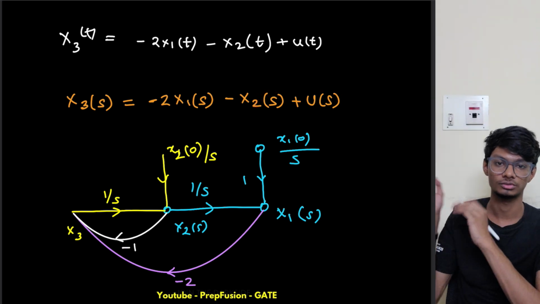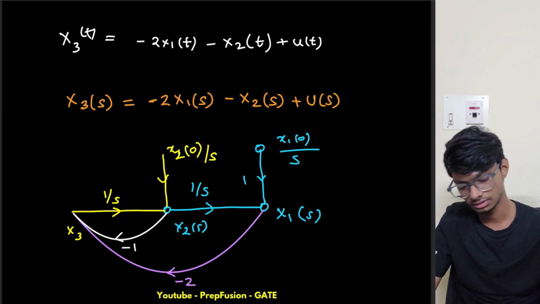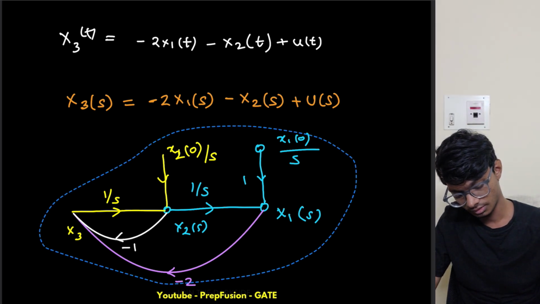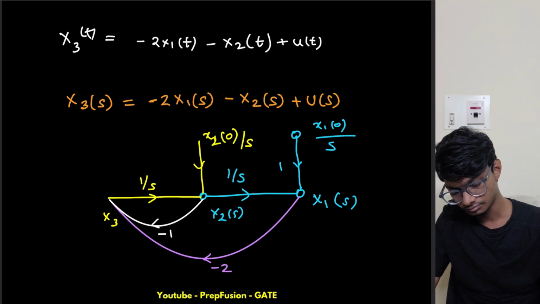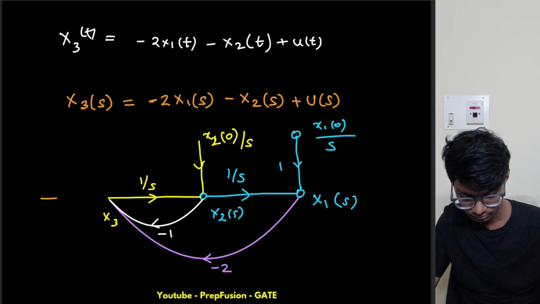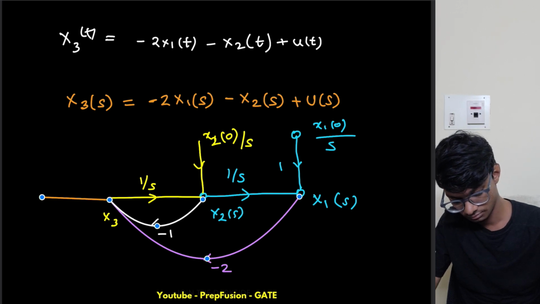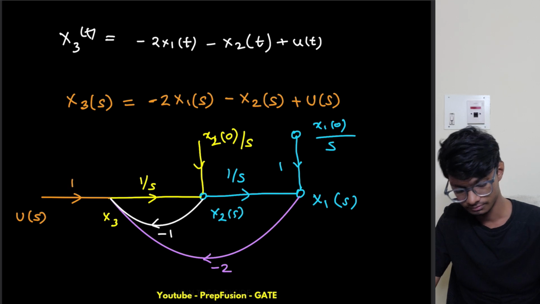And we have the input also. So input will be on the left hand side always and the output is on the right hand side always. That's the general convention. So I can take this here, this is my input. Okay, this is my input.